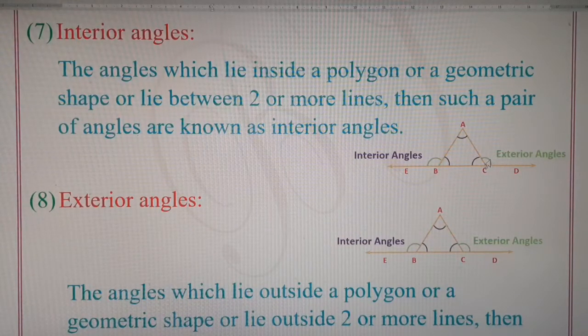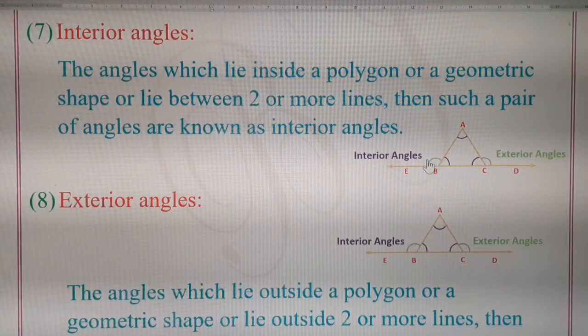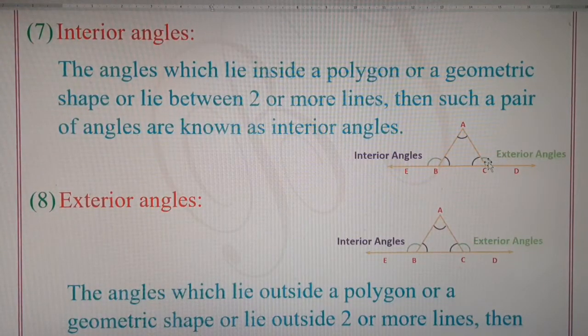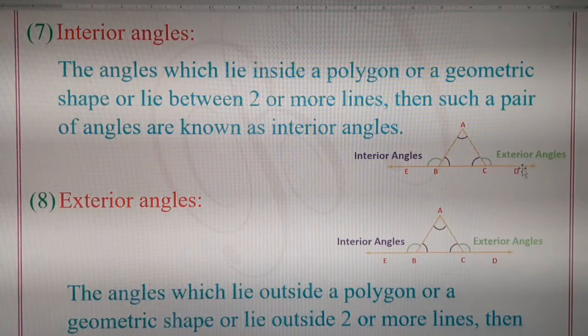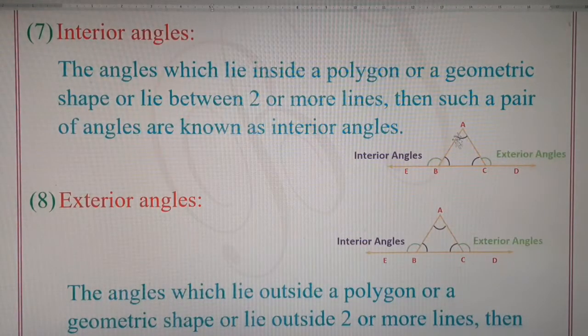While the green color marked angles are known as the exterior angles as they lie outside the triangle. So here angle ACD is known as the exterior angle. Angle ACD is known as the exterior angle. Angle ABE is known as the exterior angle. Angle ABE is also known as the exterior angle.